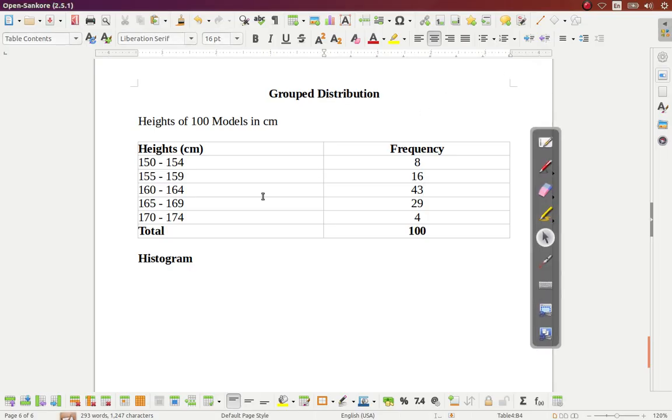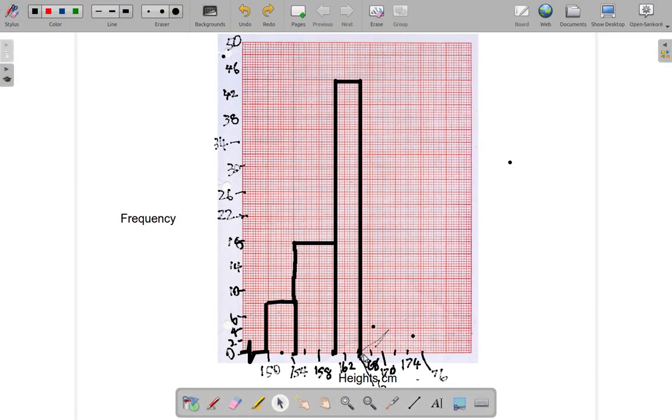And this is 165 to 169, 29. So 165, you don't start exactly at 165, you start just to the left of 165. So remember, you ended the previous bar to the right of 164, and you start the next bar to the left of 165. So it's the same line. And it goes up to 29, just a little below 30. Let me put it clearly under 30. To 169. This is at 170.